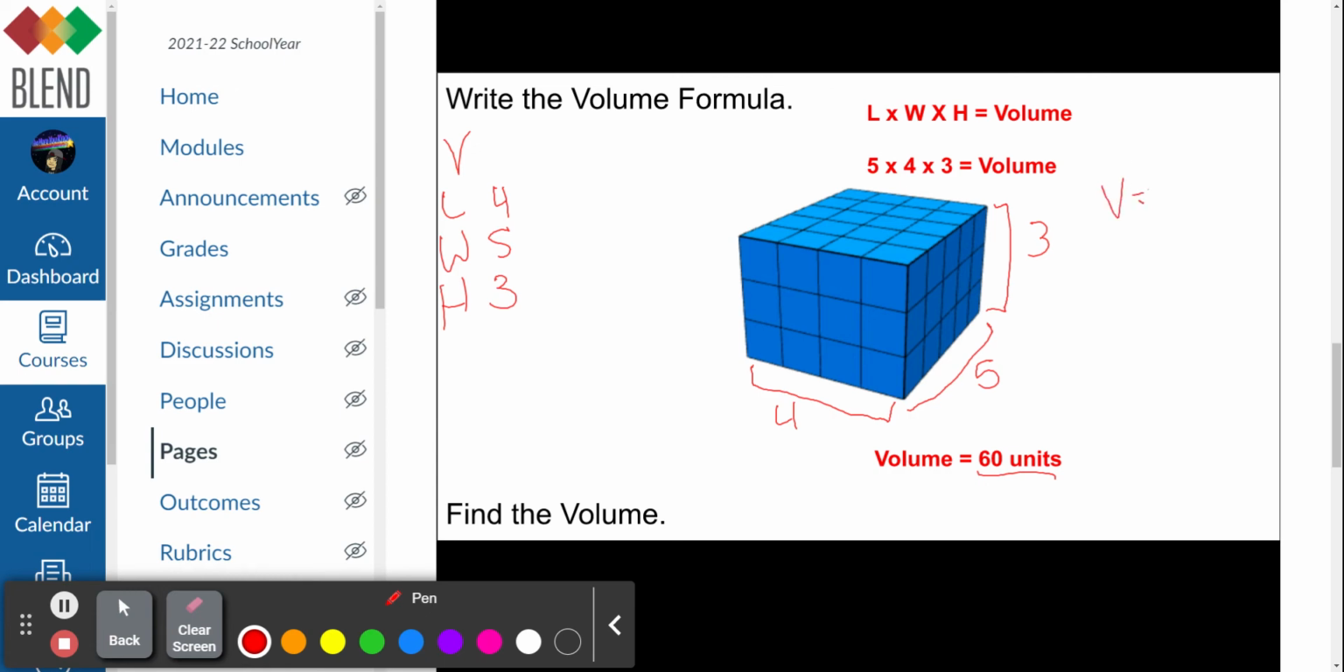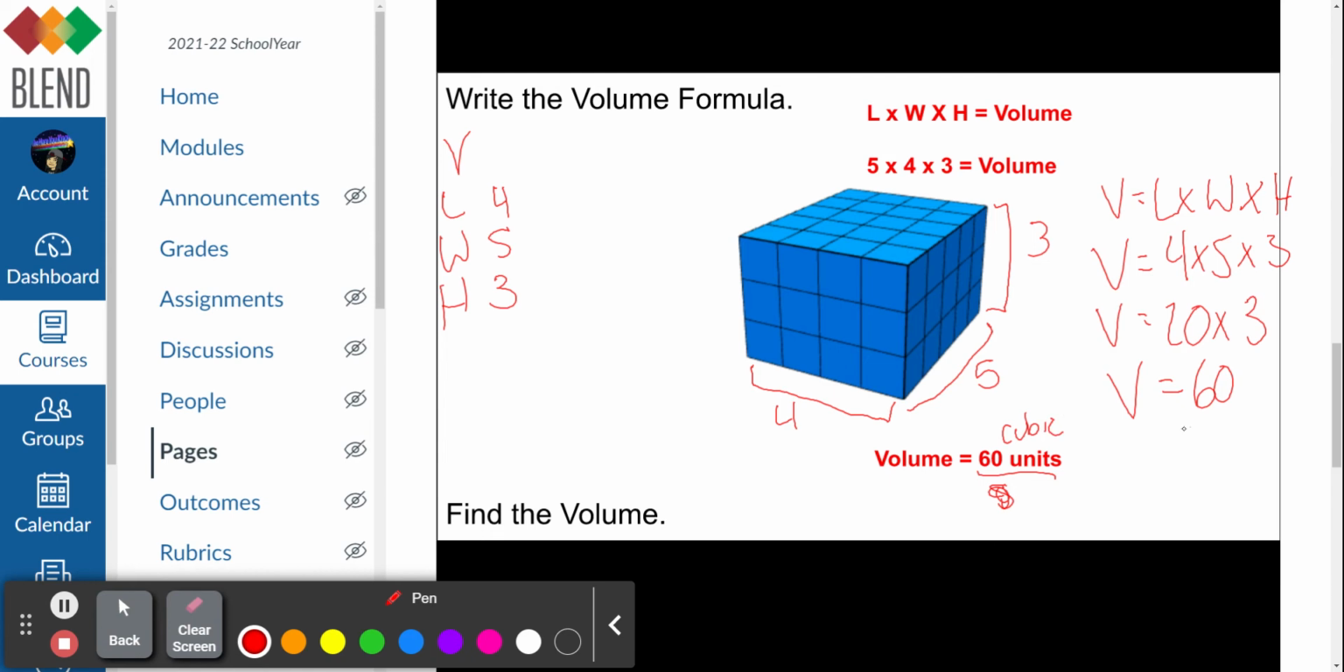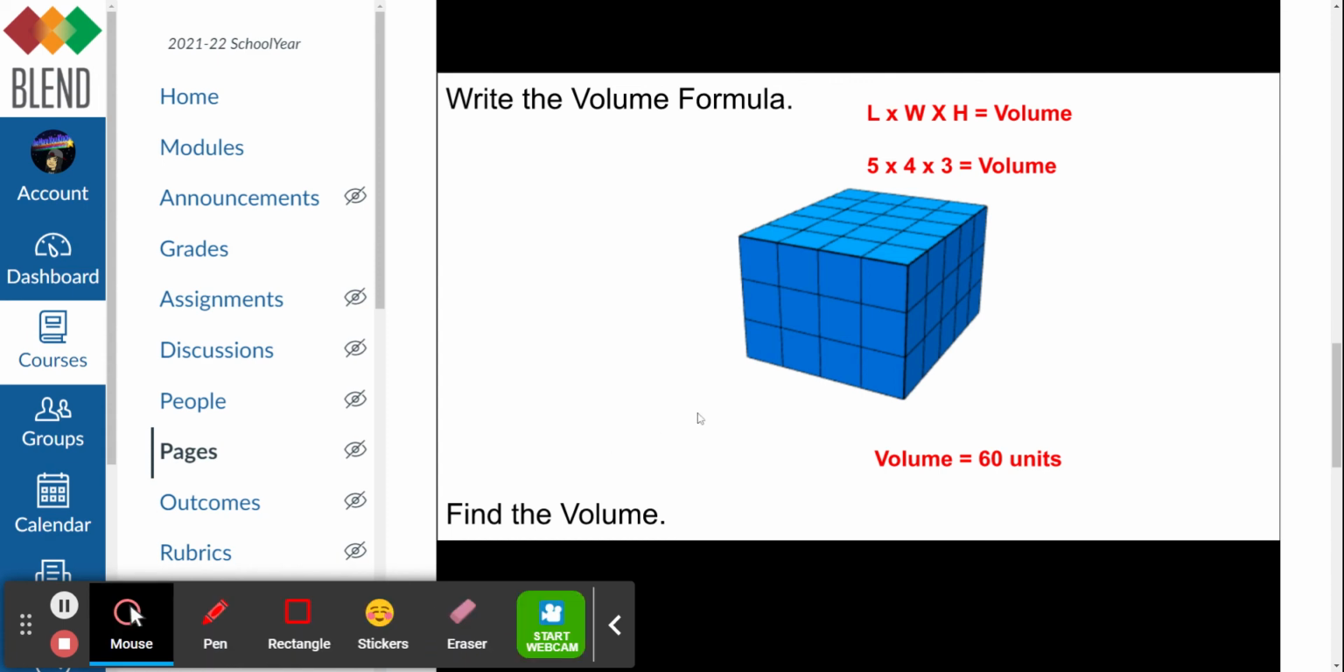All right, so volume equals length times width times height. Our length times width is 4 times 5, so that equals 20. And we have 3 layers. So yes, 60 cubic units. 60 cubic units is in fact correct, because we had a length of 5, a width of 4, and a height of 3, or vice versa. Remember, you can flip-flop your length and your width, and it's not going to change your answer. There's the cubed.